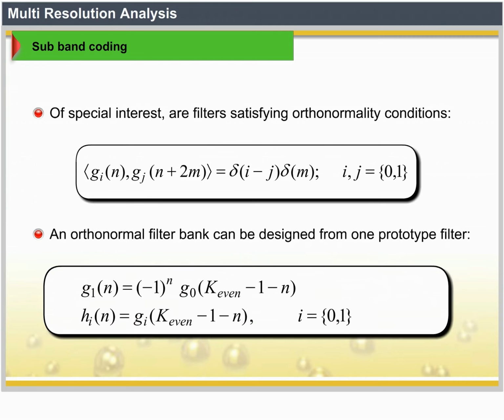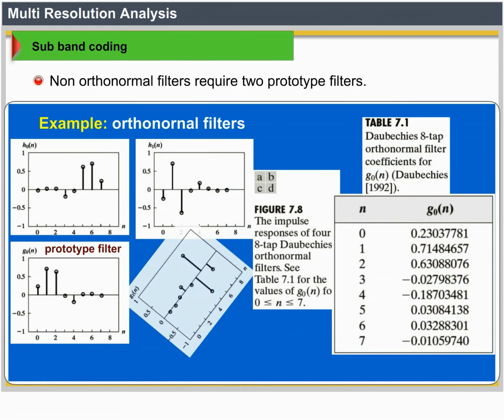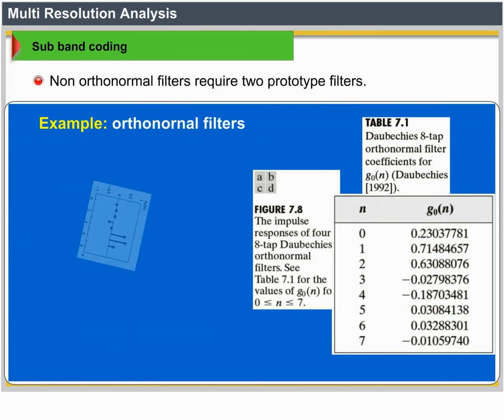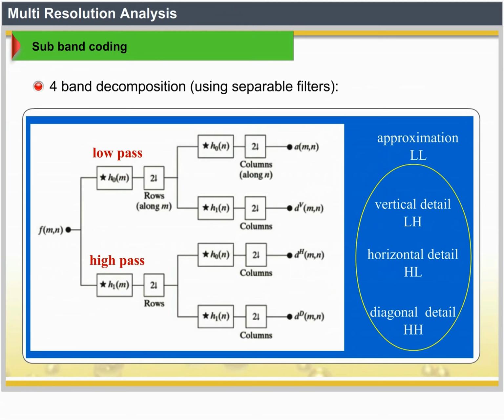Non-orthonormal filters require two prototype filters. Examples of orthonormal filters are shown on the screen. 4-band decomposition using separable filters is now shown on the screen.